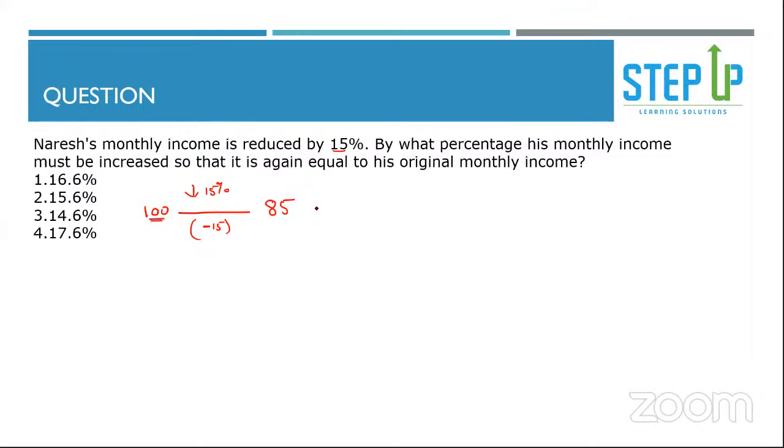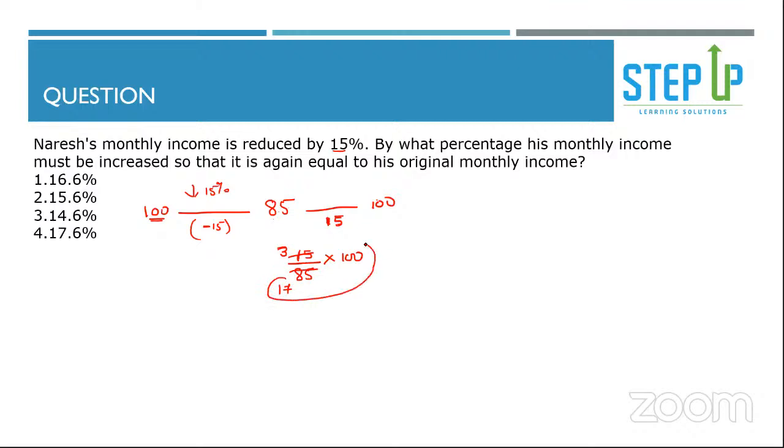His original monthly income is 100. So if 85 has to become 100, what do we need to add? 15, right? So it will be 15 by 85 into 100. Now 85 is not divisible by 15, so we'll cancel it with 5: 3 by 17.